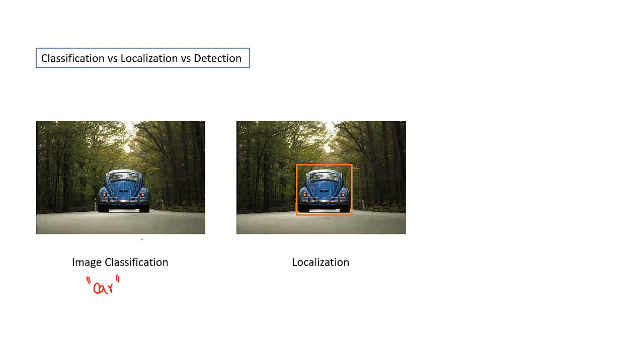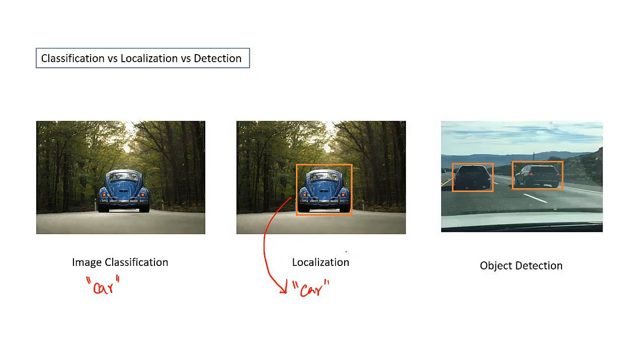To talk about localization, localization is also similar to classification, but one thing is we just draw a box around the image indicating where that particular classification is. So for example, here this is again a car, but we localize the car with a bounding box and say where the car is actually present. So this is what we call localization.